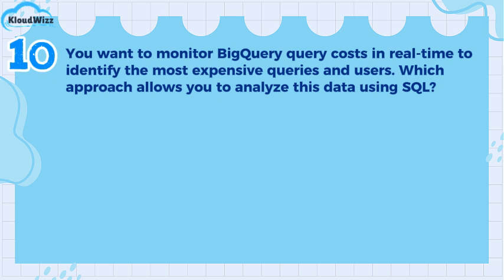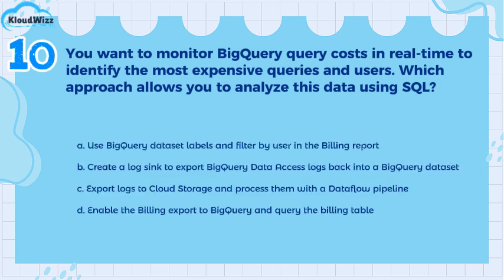The choices are A. Use BigQuery dataset labels and filter by user in the billing report. B. Create a log sink to export BigQuery data access logs back into a BigQuery dataset. C. Export logs to Cloud Storage and process them with a Dataflow pipeline. D. Enable the billing export to BigQuery and query the billing table.